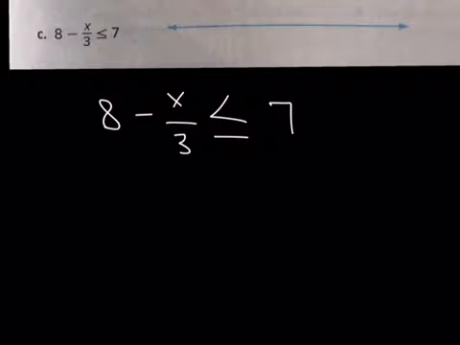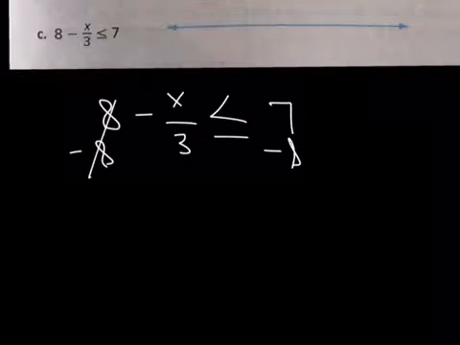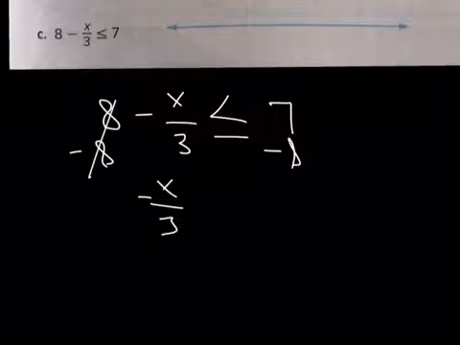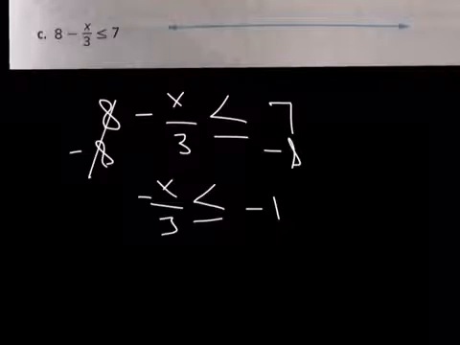Same thing. Now we are going to get rid of this 8 over here that we have. Go ahead and subtract it out from both sides, so that this cancels itself out, and now I have negative x over 3 is less than or equal to negative 1, right?